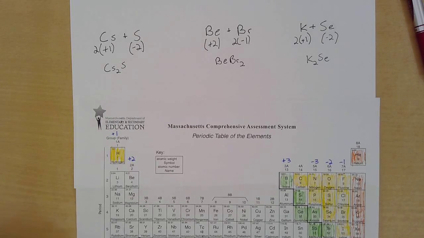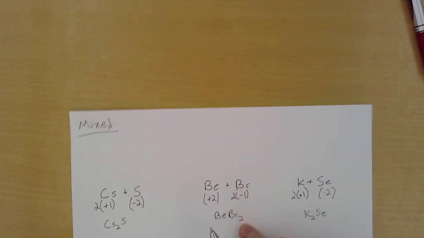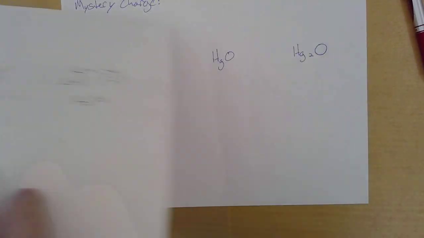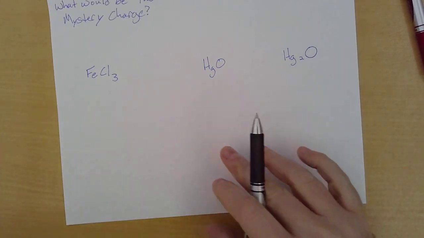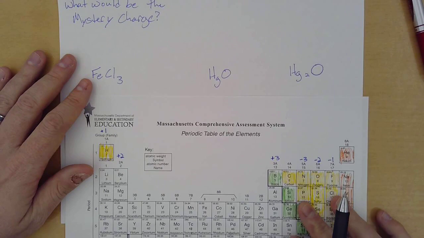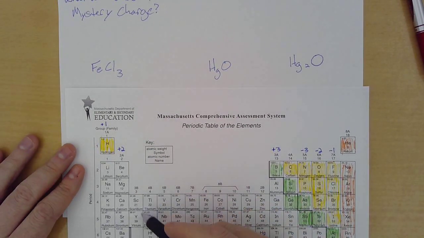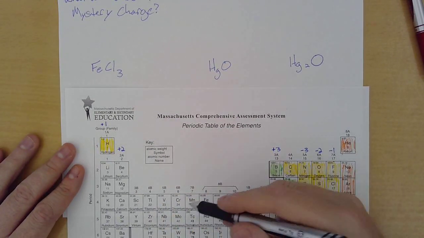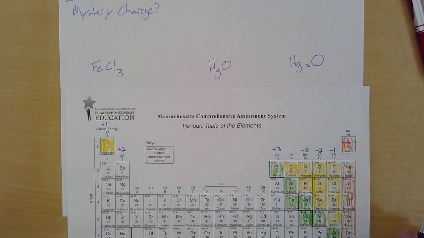Okay, now what if we don't know one of the charges? These are not in our categories, right? These are what we call transition metals. They're in this no man's land in the middle here. We're going to try to find out what charge they are, because they're given to you as a formula, and we know they have to be neutral.